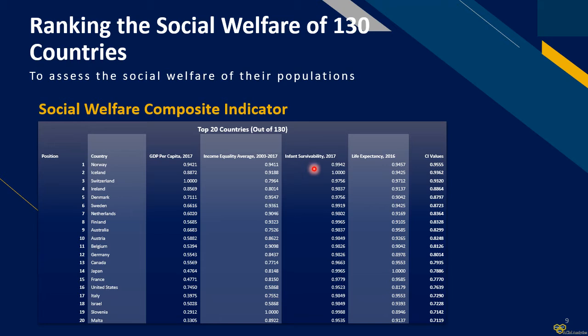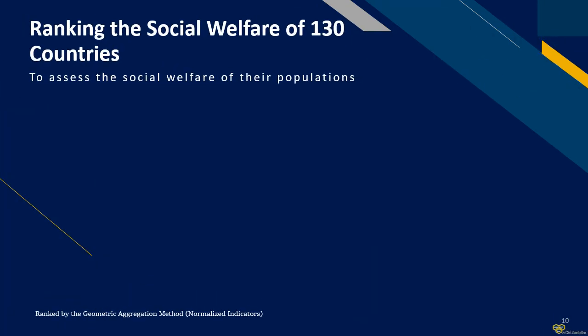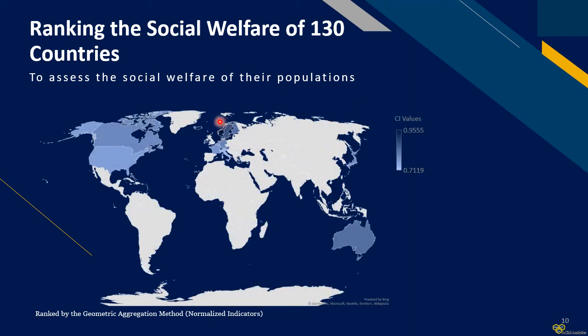The 2017 infant mortality rate per 1,000 births from the World Health Organization transformed into an infant survivability rate per 1,000 births. And 2016 life expectancy from the World Health Organization. We used the computed composite values to rank 130 countries. Norway ranked number 1, followed by Iceland.